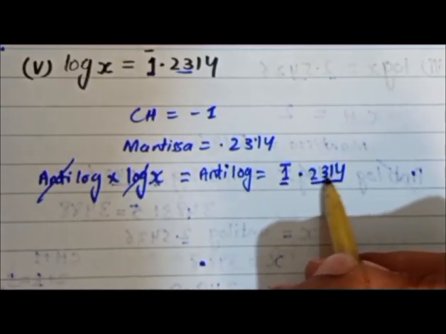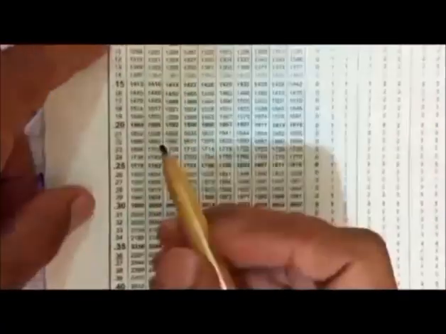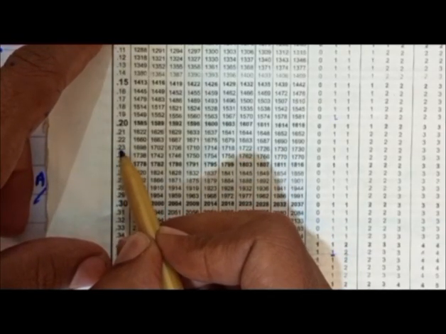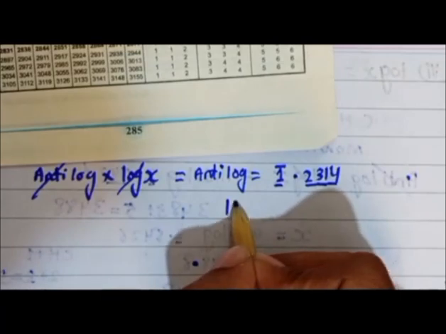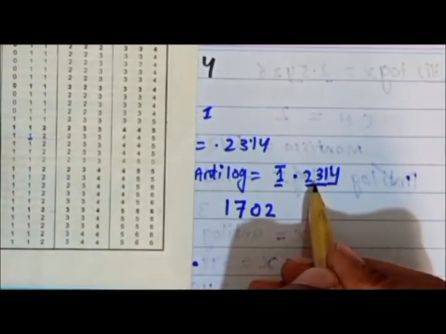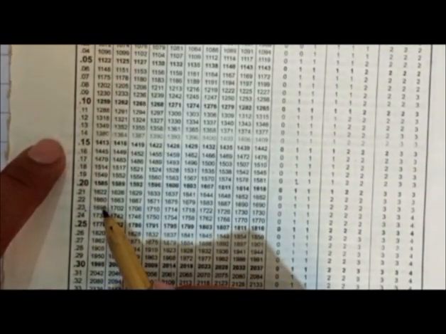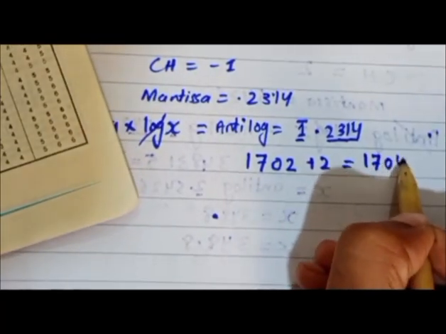So I will see 0.23 in the first column of the table. 0.23 is this one, and first table that will be 1702. Now what is remaining? 4. So I will find out the value of 0.23 and fourth column of mean difference. I will find out 0.23 in fourth column of mean difference, that is 2, that is 2 plus 2 equals to 1704.